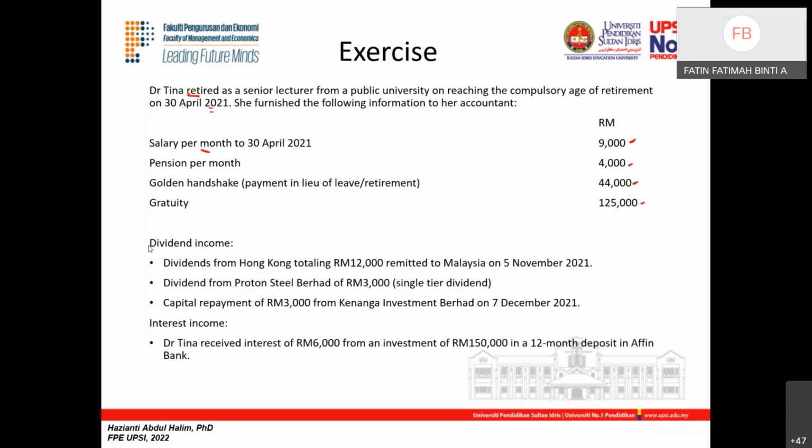Right now I don't want to look at dividend and interest yet. Just this, employment income first. Then only we move on to the others. So the salary earlier is correct, we got 120,000. Now I want to know about pension, golden handshake, gratuity, should we include them in our calculation or not? Is it taxable or not?